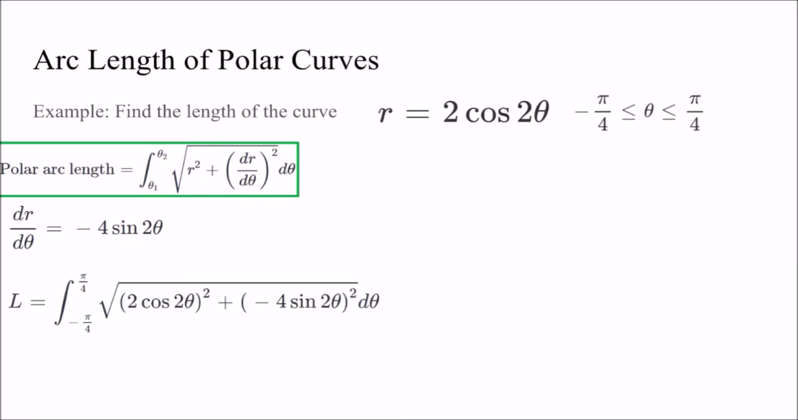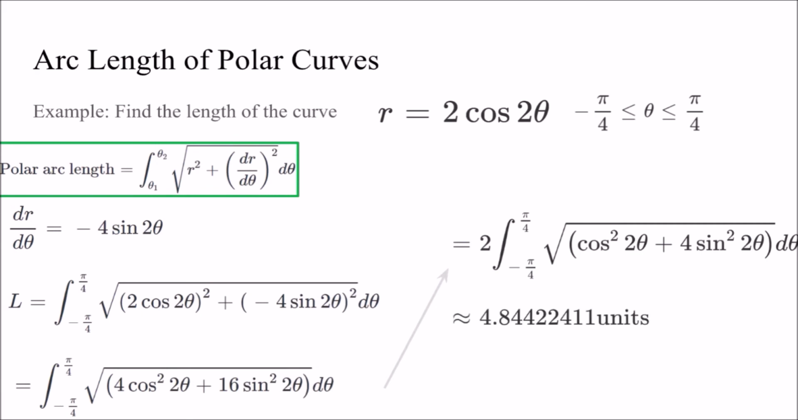Plug it into the arc length formula to get L equals the integral from negative pi over 4 to pi over 4 of the square root of (2 cosine of 2 theta) squared plus (negative 4 sine of 2 theta) squared d theta. Plug it into the calculator to get approximately 4.84. That is the length of the curve from negative pi over 4 to pi over 4.